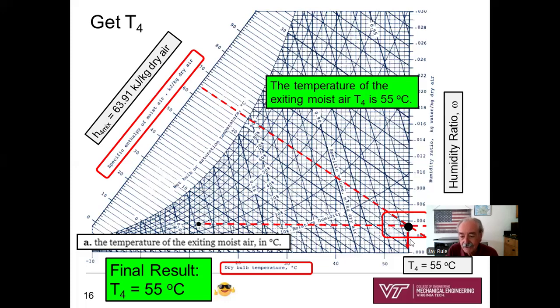So this is state 4. So I should label that state 4. My little dot, or state 3. But anyway, the big conclusion, the final result, graphically, 55 degrees C. Wow, that really went fast.